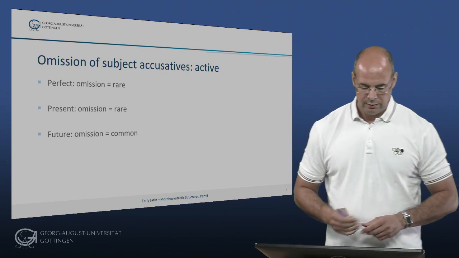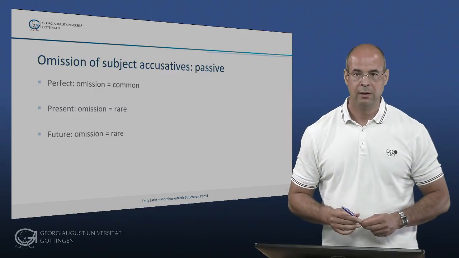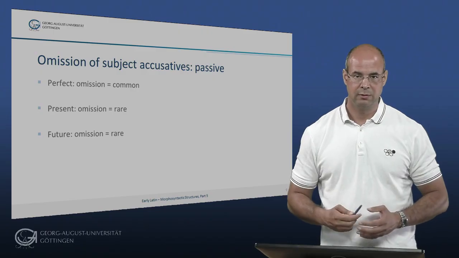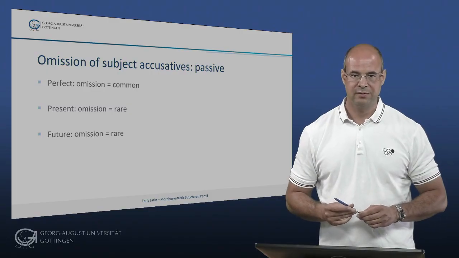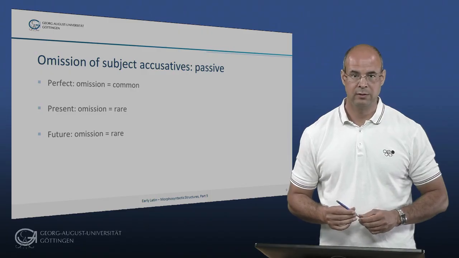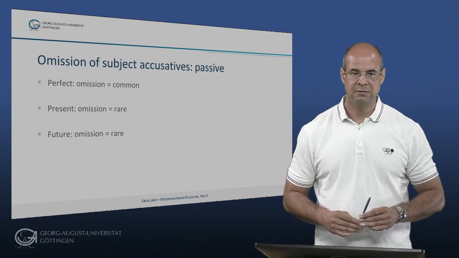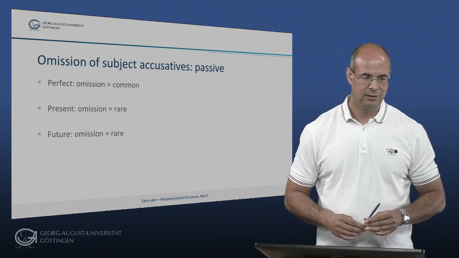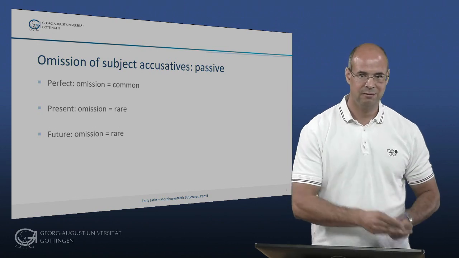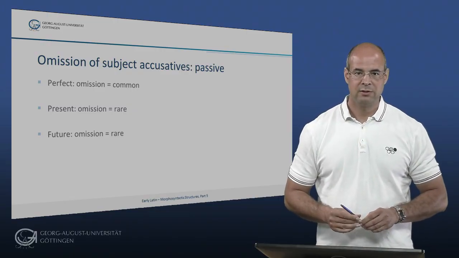So let us now turn to the passive. In the passive, we do not have enough data for the future. Future passive infinitives are relatively rare. However, in the present, the subject accusative is normally used, and in the perfect passive, it's absent more often. So we can say that the subject accusatives are left out most commonly in future active and perfect passive, two tenses which have very little in common semantically. One is active, one is passive, one is future, one is perfect. So why do we have such an odd pattern?